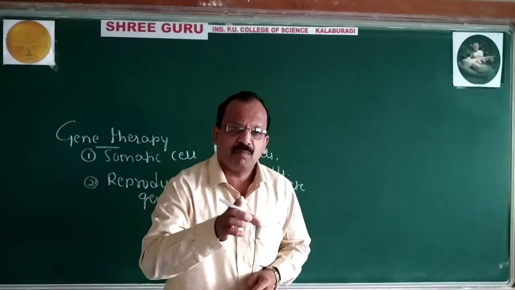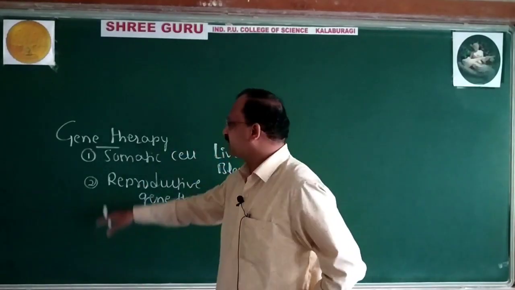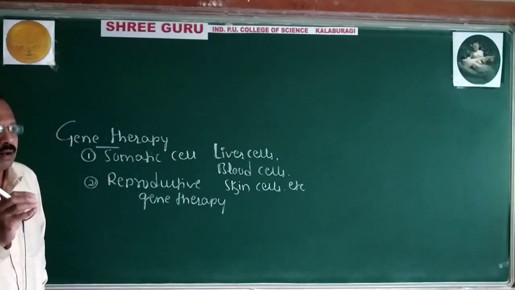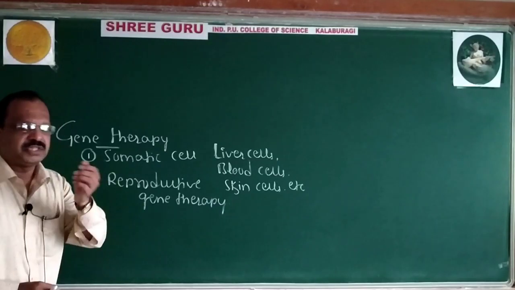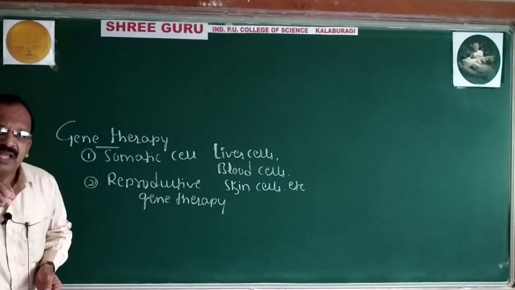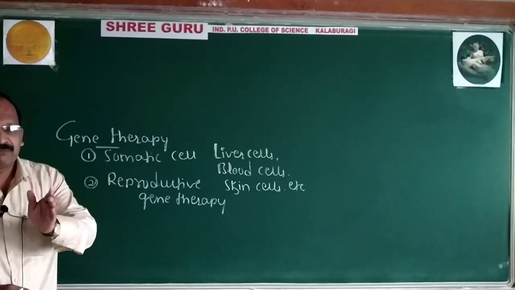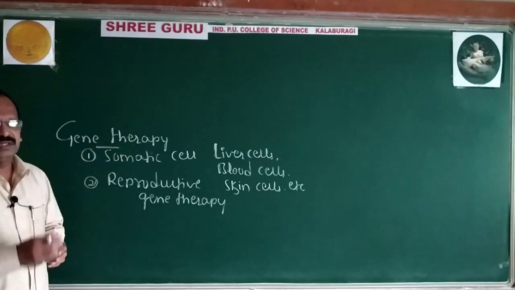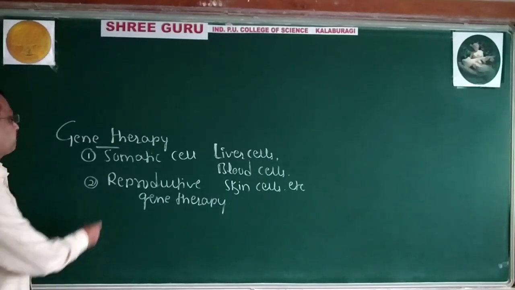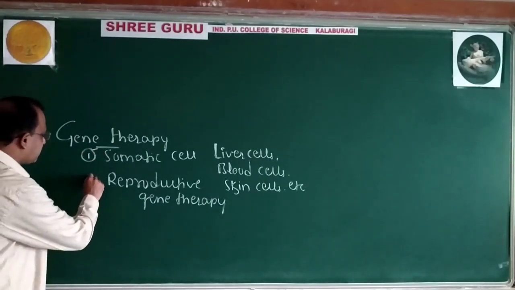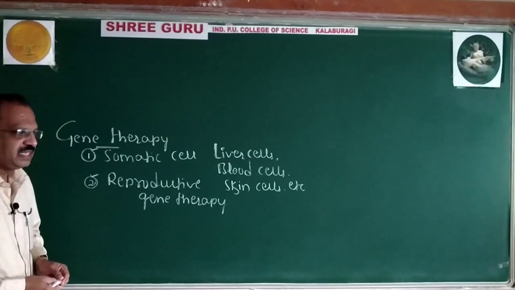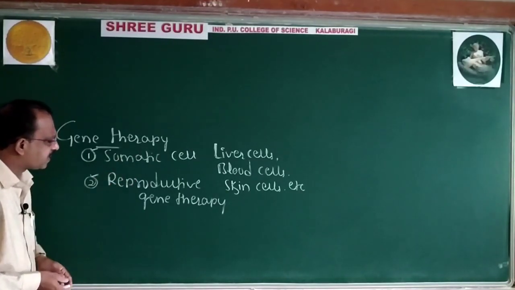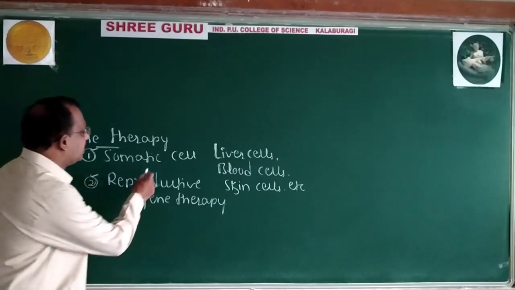The technique of replacing the faulty gene by a normal functional gene is called gene therapy. Look over the definition. Gene therapy is of two types. Somatic cell gene therapy. Second is reproductive gene therapy.